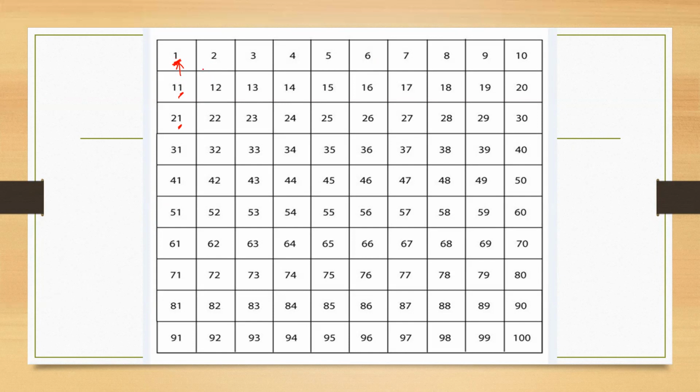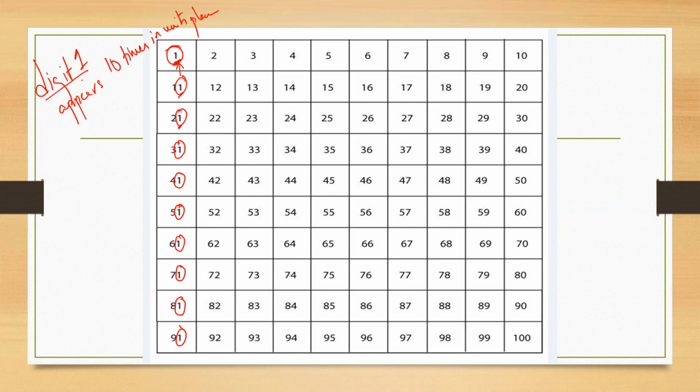10, right? How is it 10? 1, 2, 3, 4, 5, 6, 7, 8, 9, and 10. So here the digit 1 appears 10 times in the units place. I hope this is clear.